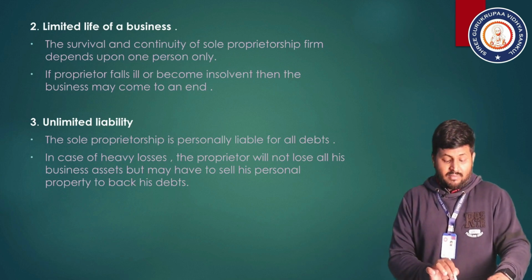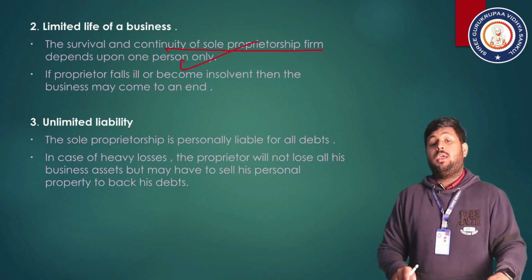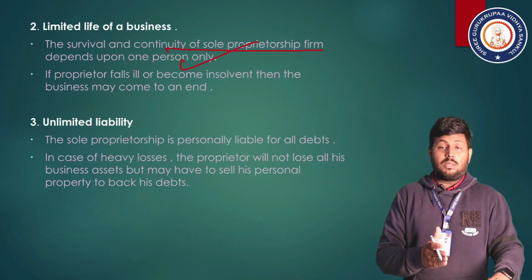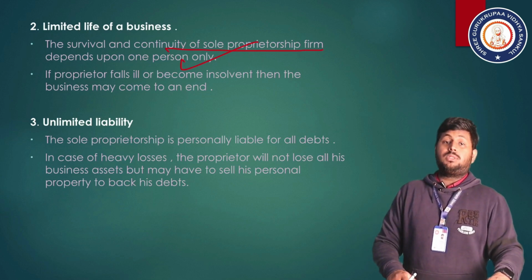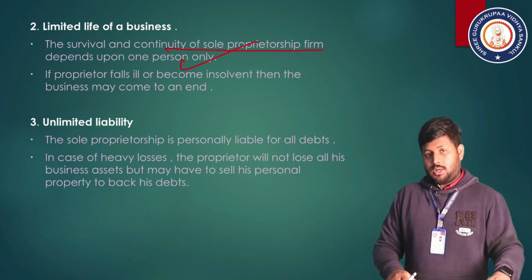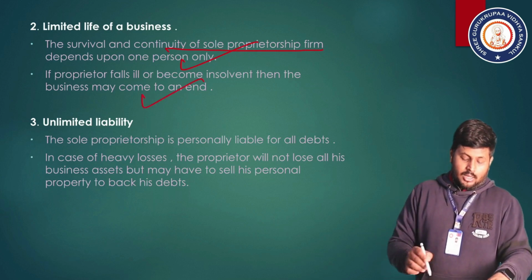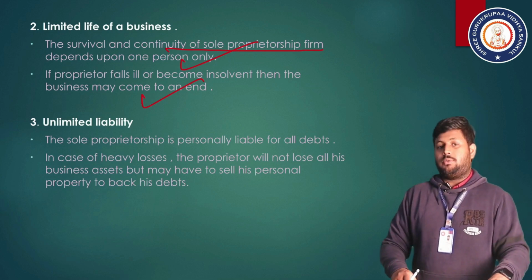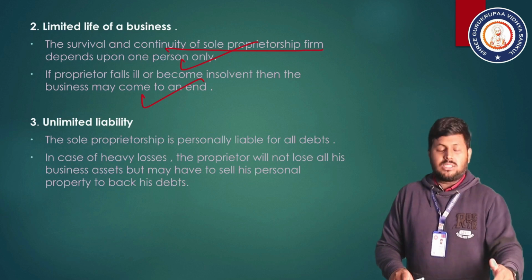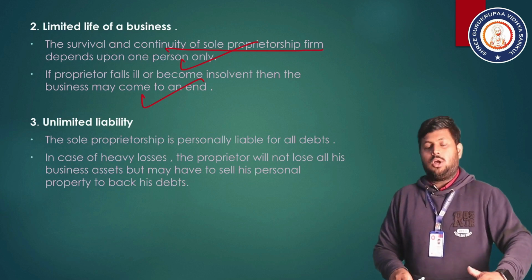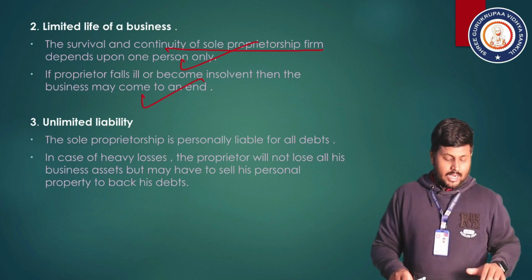So the survival and the continuity of the sole proprietor depend on the person only. If a person is running the business, till that time the business will run very easily. But if a person becomes mentally unsound or incapable of running the business, then the business might have to close. So in the conditions of sickness, mental unsoundness, or incapability of a sole proprietor, the business may come to an end. This is the second point.